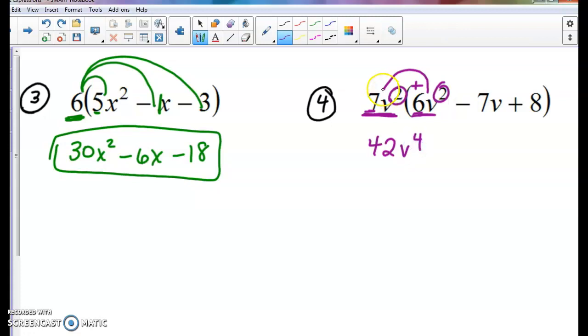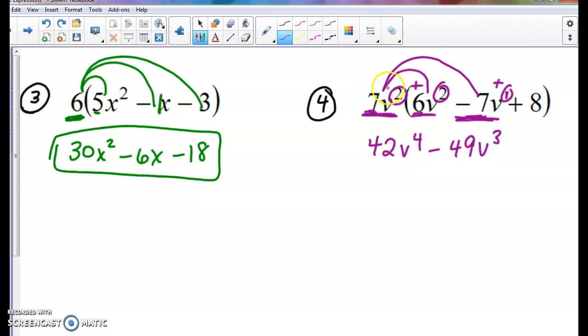Now we distribute to our next one. We'll do 7v squared times a negative 7v. So 7 times negative 7 is a negative 49. And we have v squared here, but here we have just a v. So that's actually v to the 1st because I have one of them. So 2 plus the 1 gives me 3, so v to the 3rd.